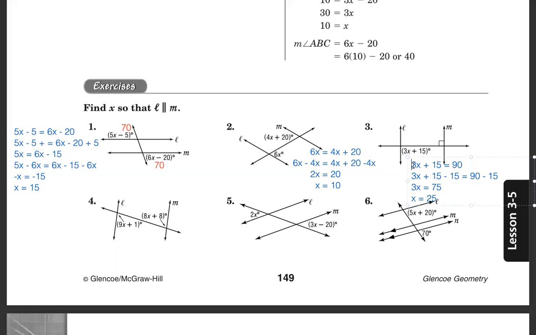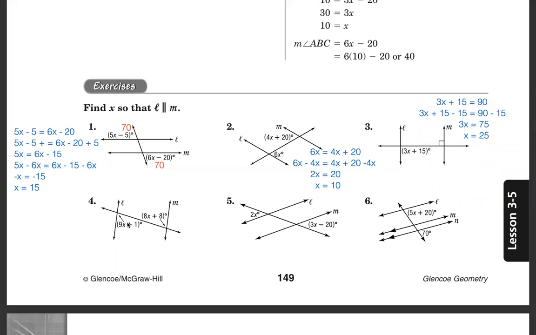So at x equals 25, it will make the angle that is represented by 3x plus 15 equal to 90 degrees. Because for L to be parallel to M, it must be perpendicular to the line. Because M is perpendicular to the transversal, then L must also be perpendicular to the transversal, so that L and M become parallel lines.